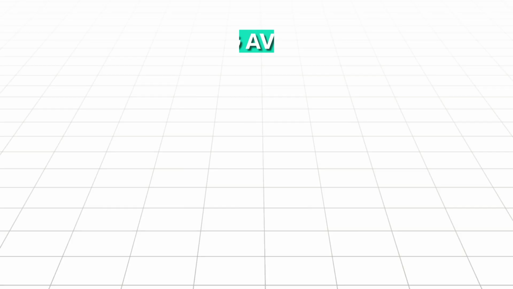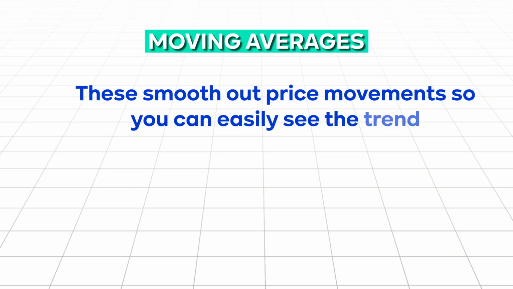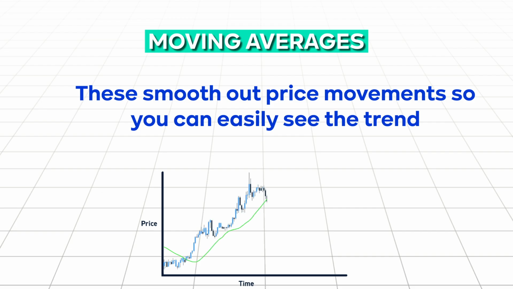Technical indicators. Now, patterns are great, but to really sharpen your trading skills, you need to know some technical indicators too. Here are a few of the most popular ones. Moving averages. These smooth out price movements so you can easily see the trend. For example, a 50-day moving average shows the average price over the last 50 days, giving you a clearer sense for the long-term trend.